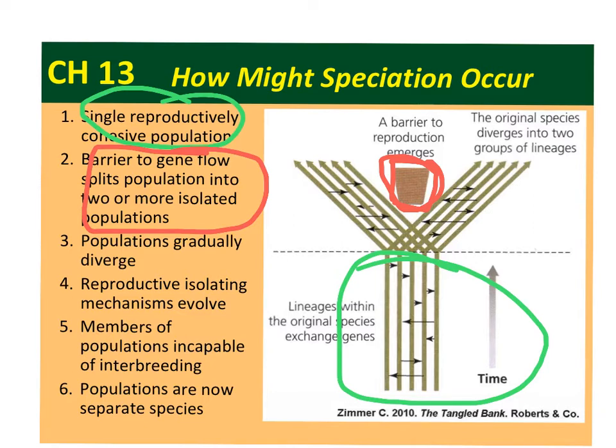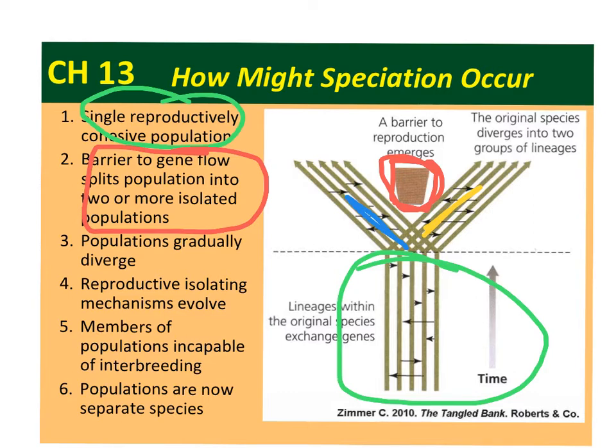So we'll say this group, and we'll say this group. The populations gradually diverge. Why? Well, they're now separate. There's no gene flow going on between them. There's gene flow going on within subpopulations of these two big populations, but none between them. Okay? So over time they accumulate mutations.